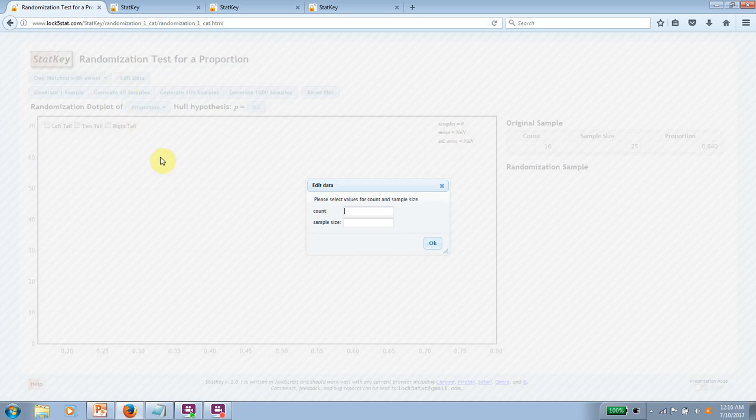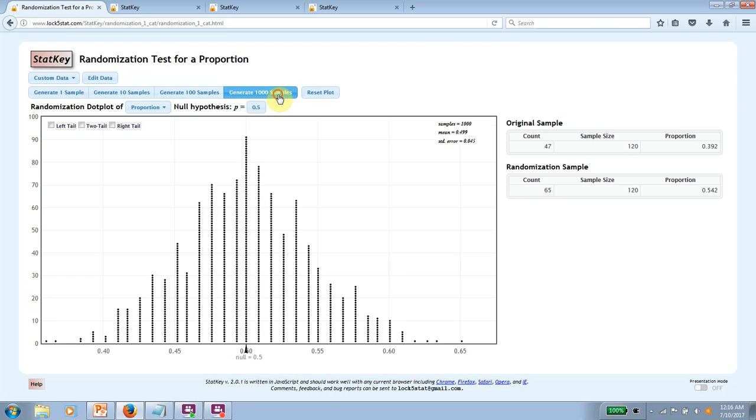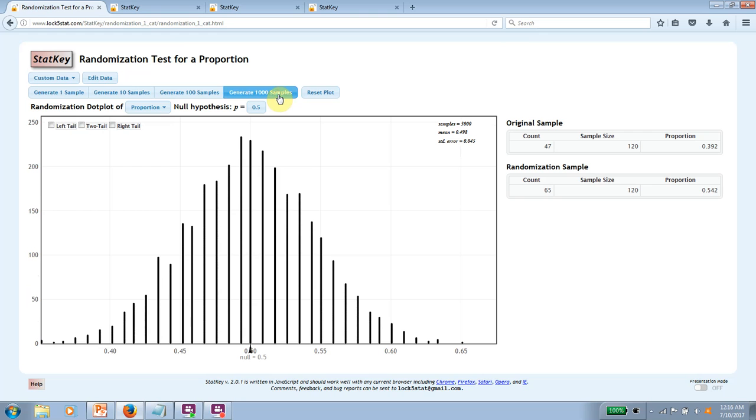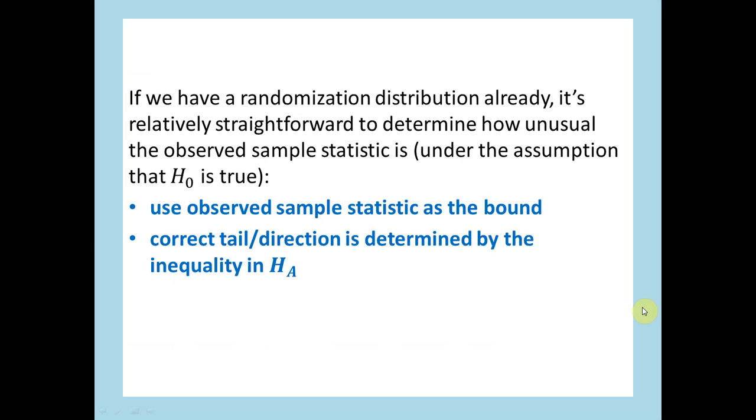So if I go to edit data and put our sample in there, we had 47 out of 120 correctly predicted winner durations. So then that way we're getting the right sample size. And then just like with what you would do when constructing a bootstrap distribution, you want to have at least 5,000 samples generated. So I'm just going to click on generate 1,000 samples 5 times. There's a randomization distribution.